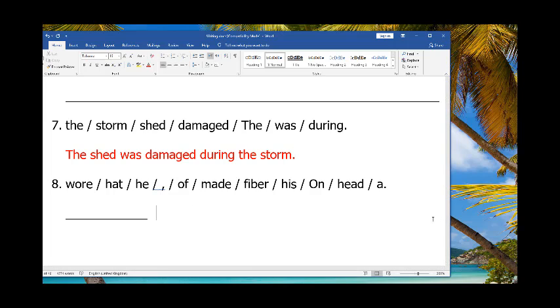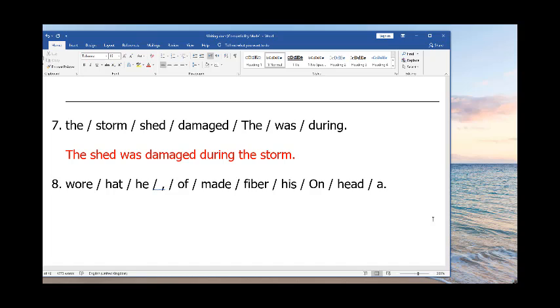Okay, here he gave me "wore". You know what's the meaning of "wore"? This is a verb. It's the past for which verb? Wear. Yes, to wear, to put on something. Wore, hat, he, comma, of, made, fiber. Fiber, this is a material that you can use to make something, like wood and cloth and metal. Those are all materials. Fiber is one of them.